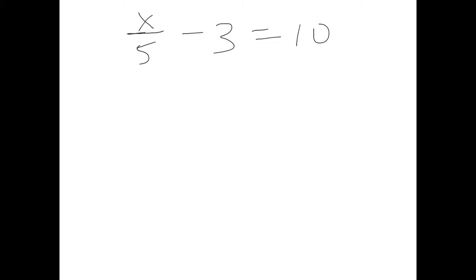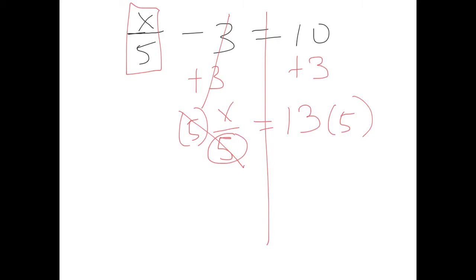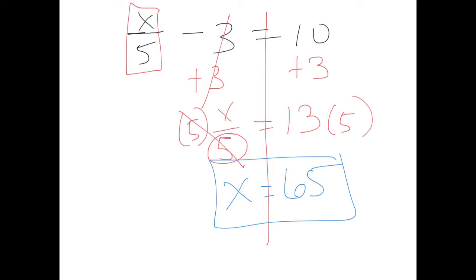Alright, next one here. Here's what I'm solving for. Draw my line down. Minus 3 gets a plus 3. Plus 3. Those cancel out. Bring down my x over 5 equals 10 plus 3 is 13. This is being divided, so to undo divide, I multiply. Multiply, the 5's cancel. X equals 13 times 5 is 65. And so 65 is your final answer there.